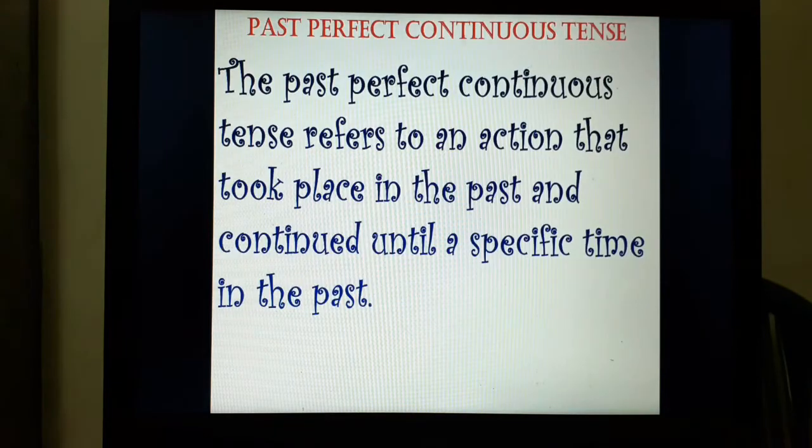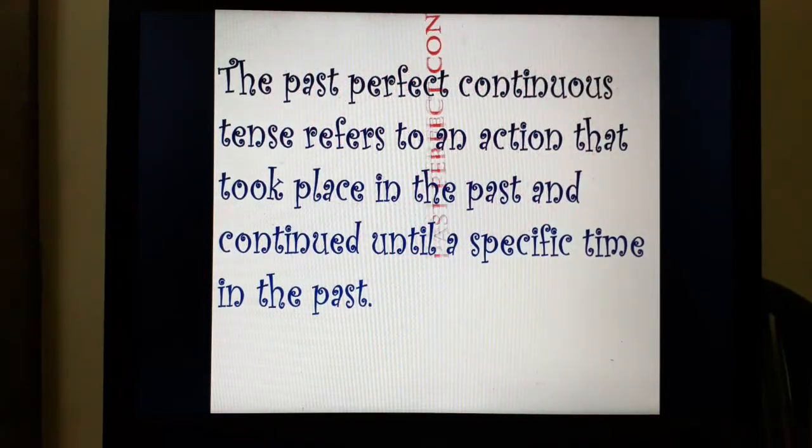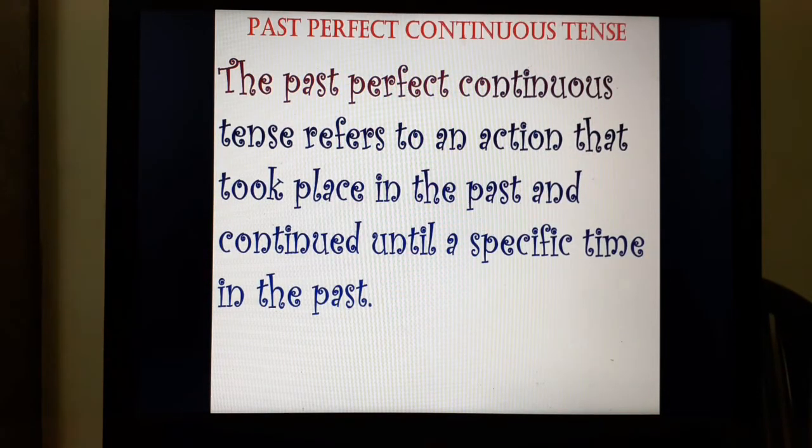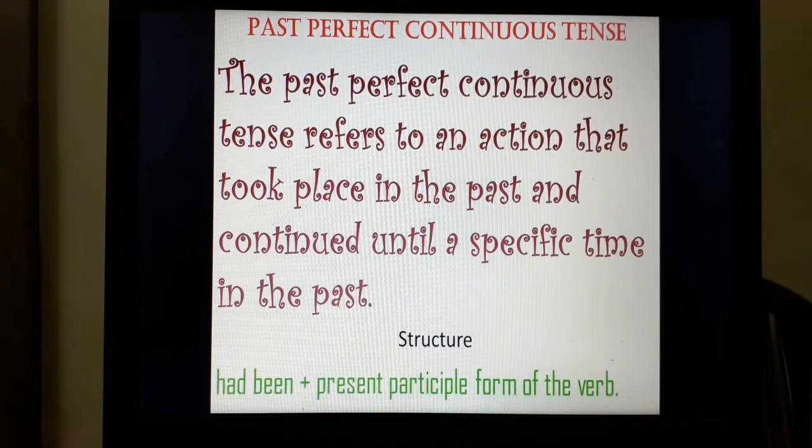Let's start with past perfect continuous tense, and here goes the definition. The past perfect continuous tense refers to an action that took place in the past and continued until a specific time in the past. And here goes the structure. We make past perfect continuous with had been plus present participle form of the verb.